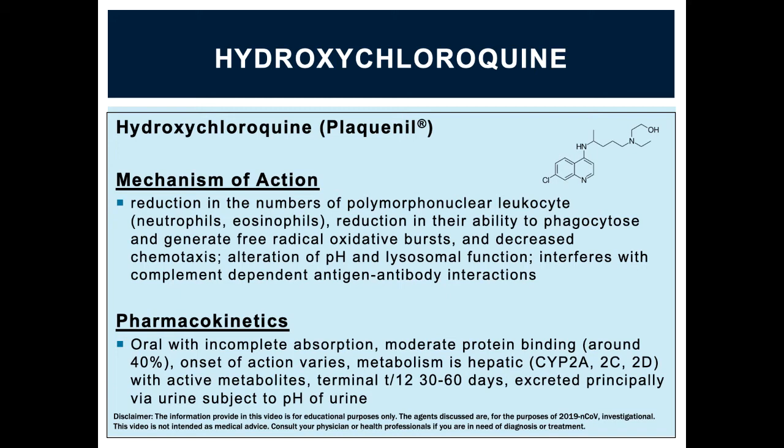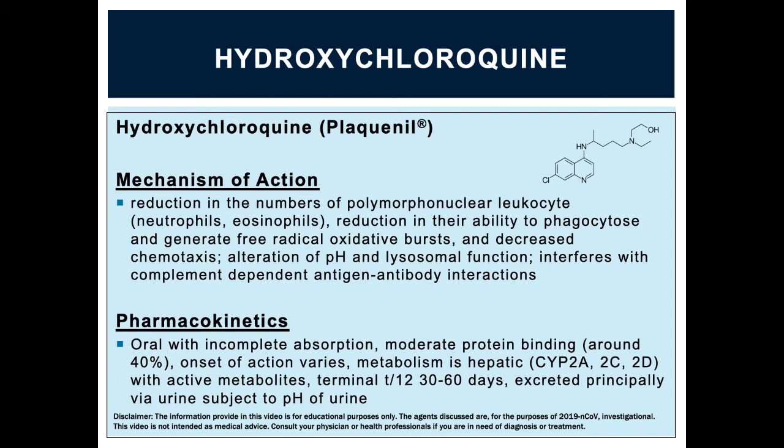So the alterations in pH and lysosomal function are important for one of the primary therapeutic uses of this agent, that is the treatment of Plasmodium infections, the causative agent in malaria. In this case, hydroxychloroquine actually interferes with digestive vacuole function within sensitive malarial parasites by increasing the pH and interfering with lysosomal degradation of hemoglobin.